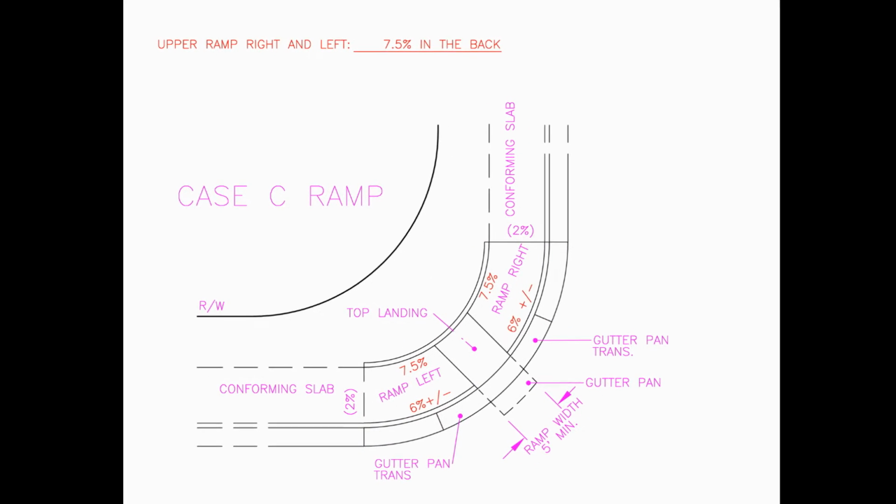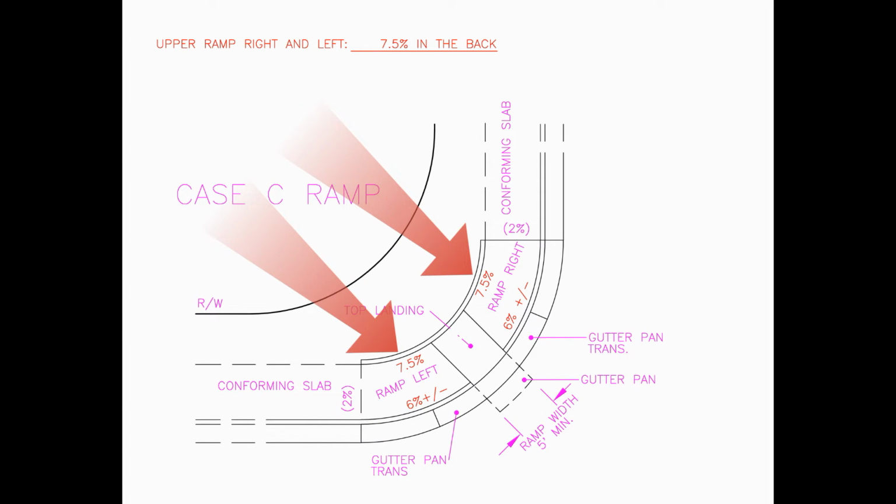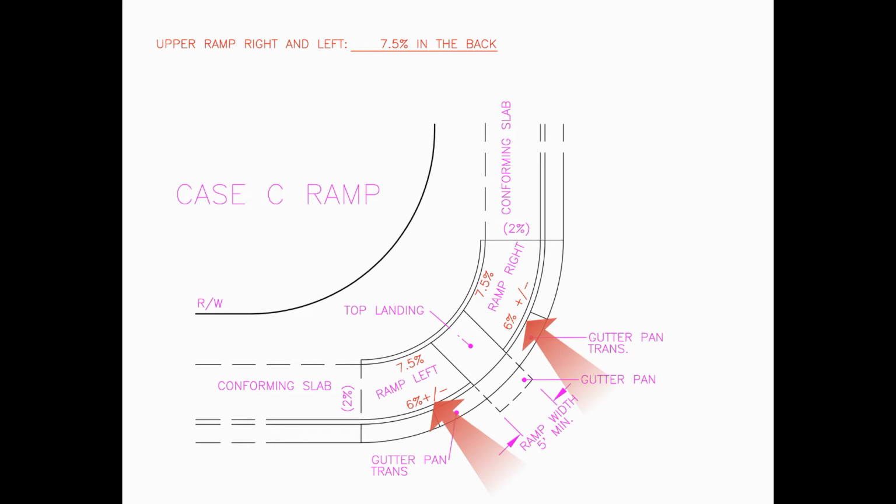The correct answer is the ramp left and right grades will be 7.5% maximum and measured at the back of the ramp. Remember, if you use the 7.5% at the front of this style ramp, the back would be over maximum as build grade and would need to be removed.